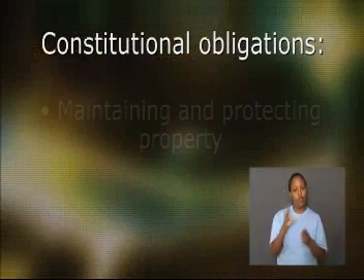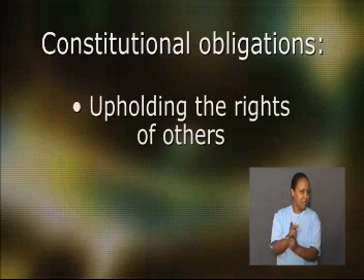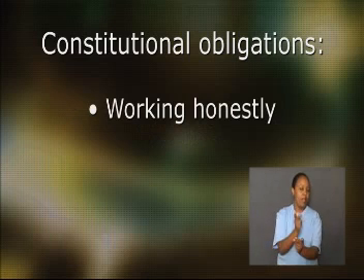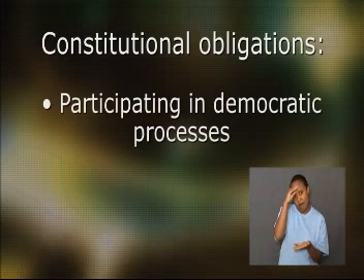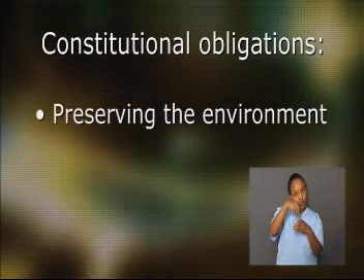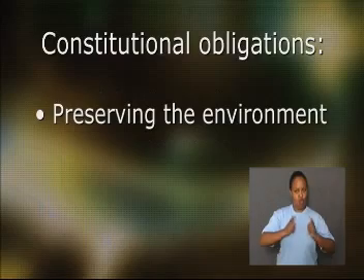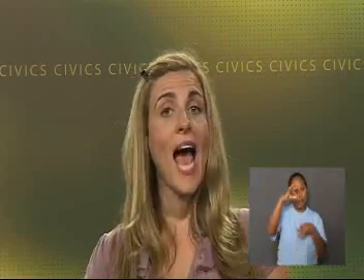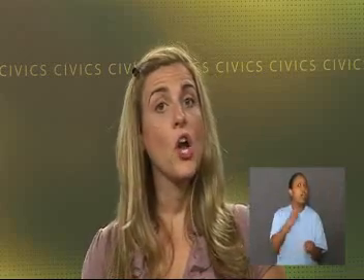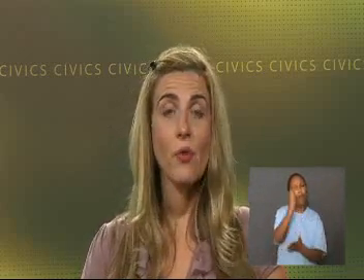Constitutional obligations include maintaining and protecting property, upholding the rights of other citizens, working honestly to obtain wages, paying taxes, becoming educated, participating fully in democratic processes, and preserving the environment in which you live. Constitutional rights and obligations are interrelated. You have the right to own property and the duty to take care of it. You have the right to vote and the responsibility to make informed and careful choices. A democratic system does not function properly if people are not aware of their rights, obligations, and the relationship between them.